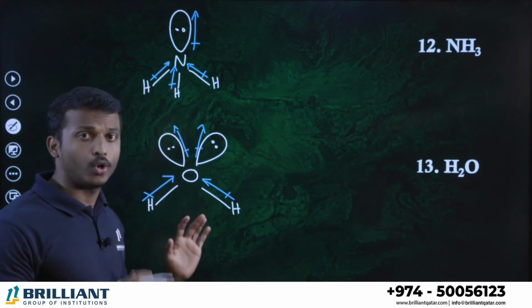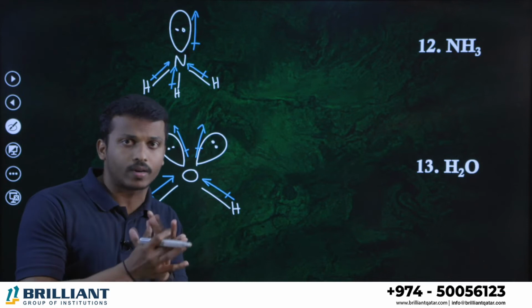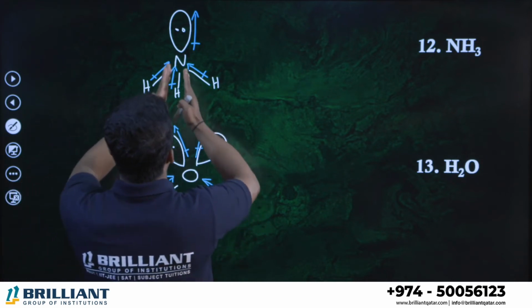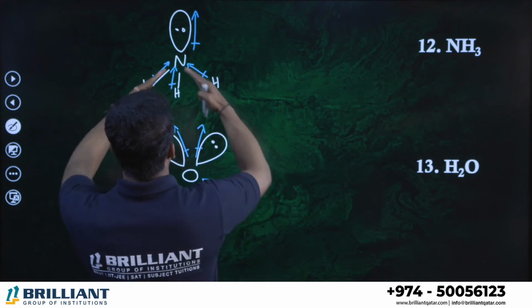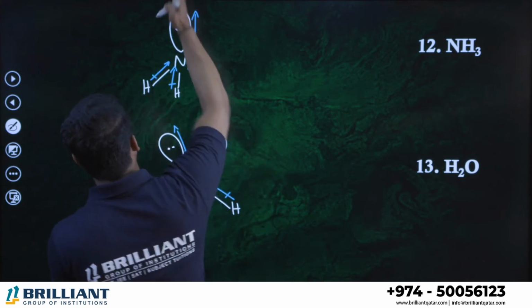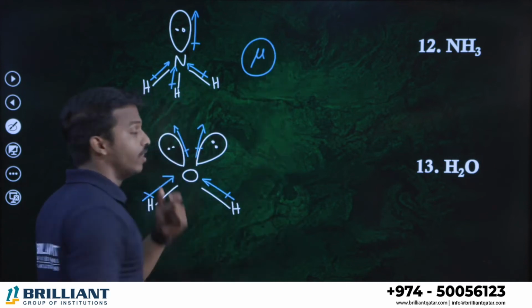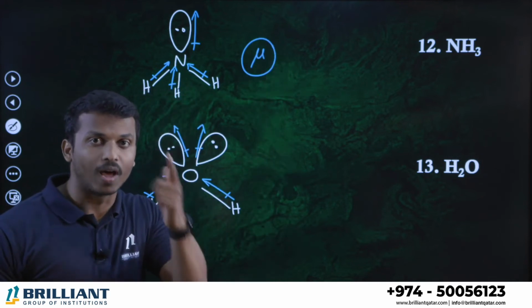In ammonia, do you have any resultant? All of them cancel each other. There is a resultant, right? All are adding up. The resultant is upward. See, all are adding up and the resultant is upward. So we can say ammonia having a dipole moment. Therefore, ammonia is a polar molecule.